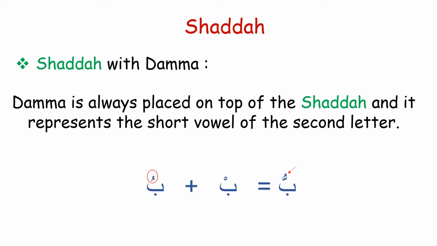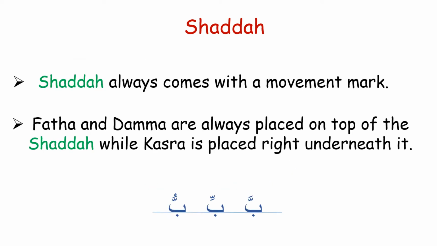Last but not least, Shaddah with Dhammah. As you can tell, Dhammah is placed on top of the Shaddah, and that will always be the case, and it represents the short vowel that is in conjunction with the second letter. So, as a summation, we would say that Shaddah always comes with a movement mark, and that is the one in conjunction with the second letter of the couple. Computer font-wise, Fathah and Dhammah will always be placed on top of the Shaddah, while Kasrah will be placed right underneath the Shaddah, but still on top of the letter.